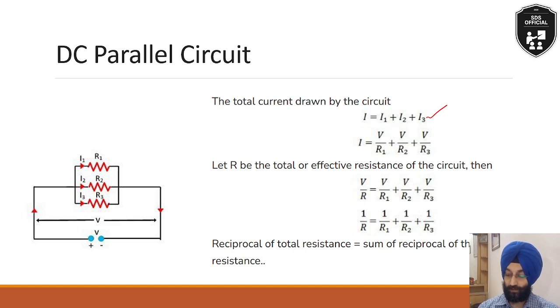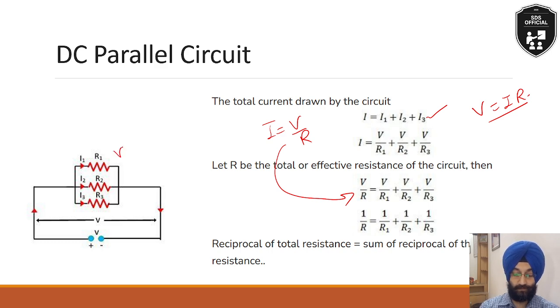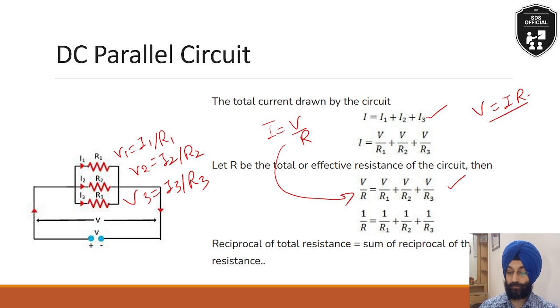Now, by using the same formula of Ohm's law, which is V is equal to IR, I will be V upon R for the total value of current, or for individual resistances, I1 is V upon R1, I2 is V upon R2, and I3 is V upon R3. So the equation becomes V upon R is equal to V upon R1 plus V upon R2 plus V upon R3. V is common, that can be cut, and the combination of parallel resistances will become equal to this.